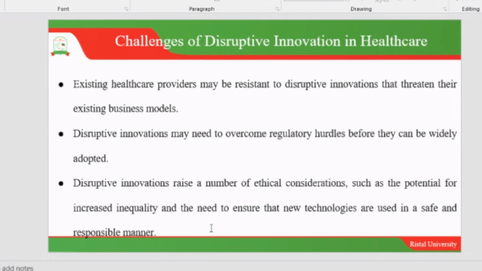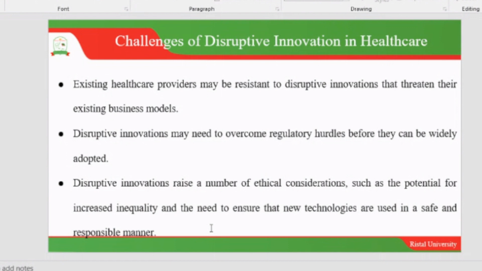Then disruptive innovations may need to overcome regulatory hurdles before they can be widely adopted. In some cases, there are even no regulations at all for these disruptive innovations. So before they are even accepted, in some countries you find there is now a new law that is put in place to address such innovations. Okay, so when you have to wait for such a law to be passed and actualized, then it can be a challenge.